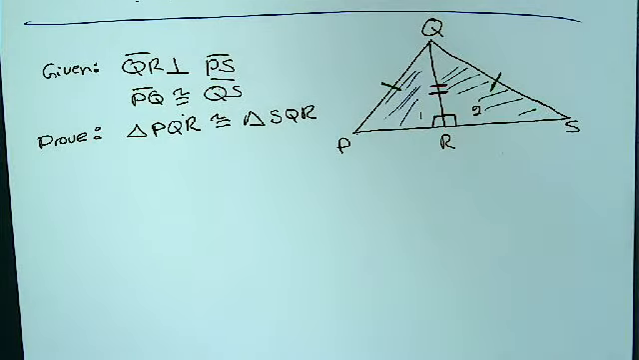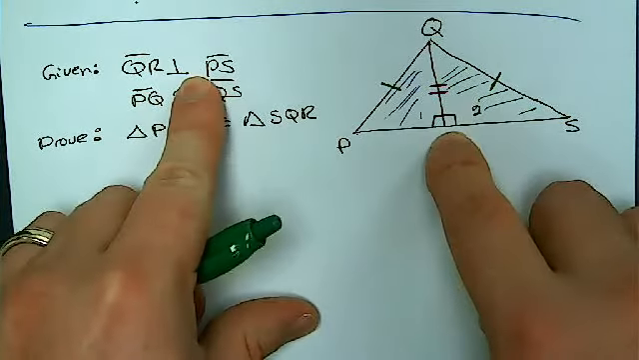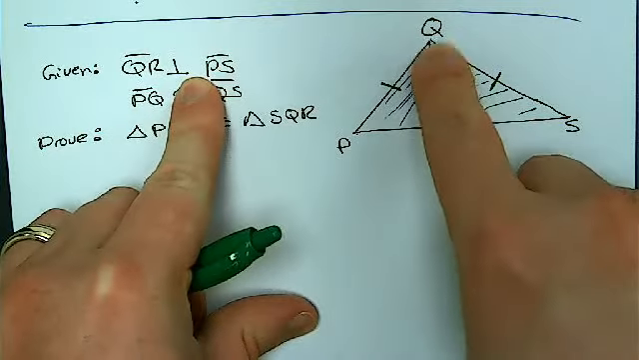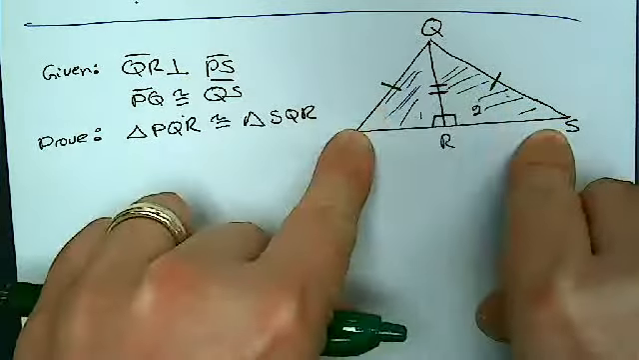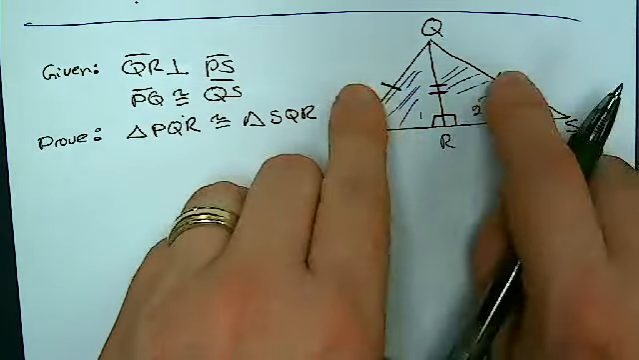Is that enough information? I've got three things. Which one do I be using? Hypotenuse leg? Yeah. I've got right triangles because of the perpendicular thing. And I've got legs are congruent and the hypotenuses are congruent. That does it. It's the one time we're allowed side-side angle.